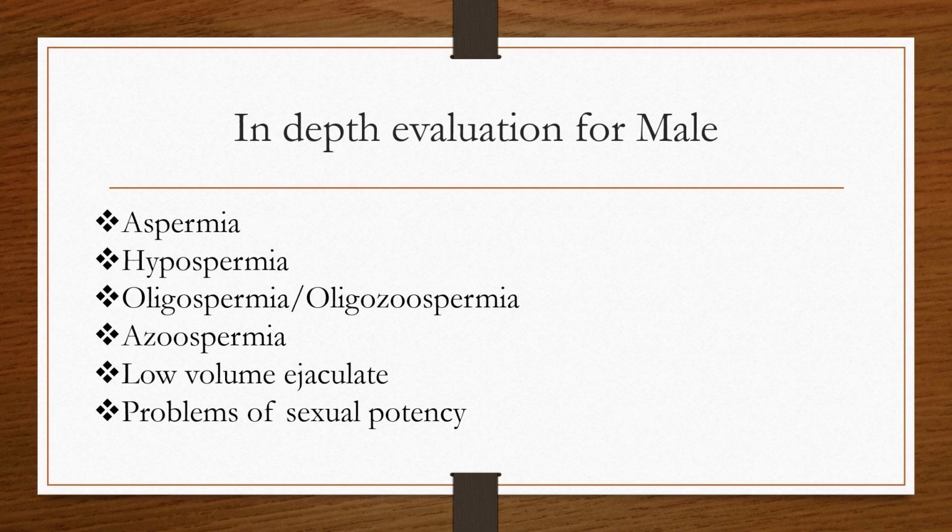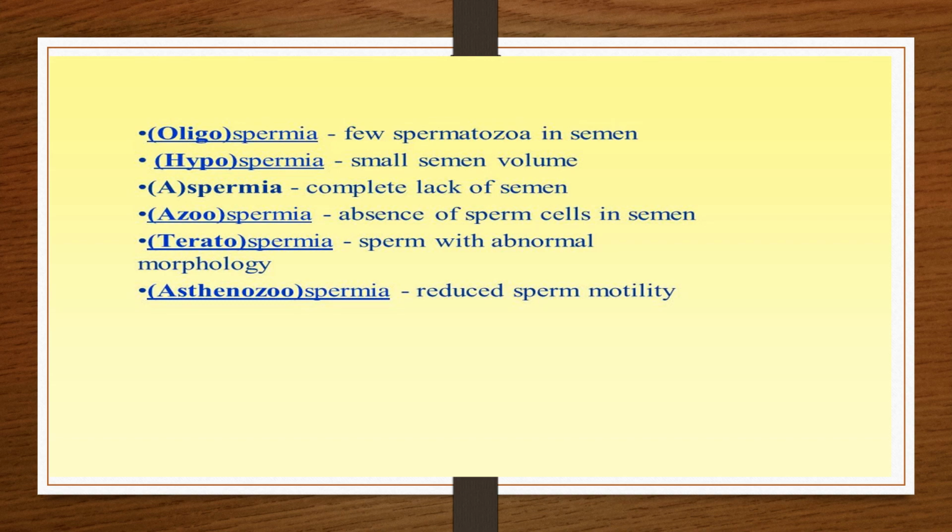Now, if in the semen analysis we find abnormal factors, in that case we have to go for in-depth evaluation of the male. We may find aspermia, hypospermia, oligospermia or oligozoospermia, azoospermia, low volume ejaculate, and problems of sexual potency. So what is the meaning of these terms? Oligospermia is few spermatozoa in semen. Hypospermia is a small semen volume. Aspermia is complete lack of semen. Azoospermia is absence of sperm cells in the semen. And there may be teratospermia, abnormal morphology of sperm, or asthenospermia, that is reduced sperm motility. So oligospermia, hypospermia and aspermia are related to semen, whereas azoospermia is related to the number of sperm cells.